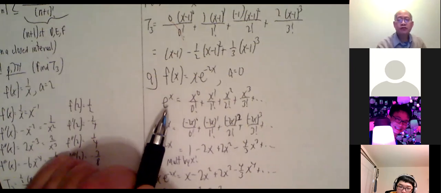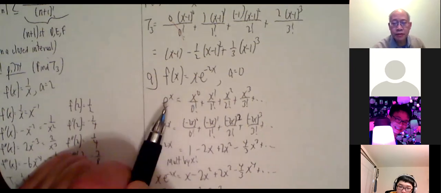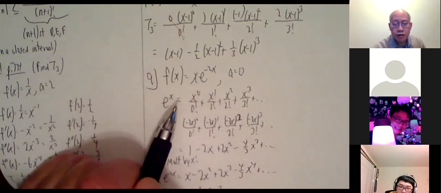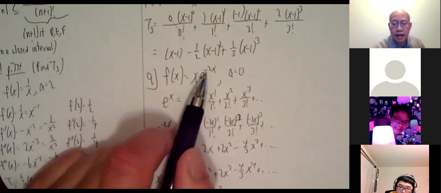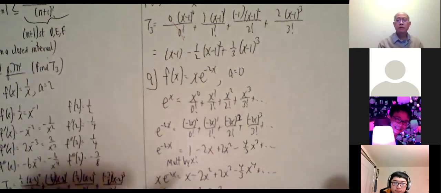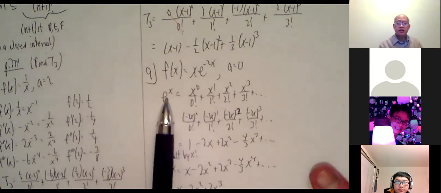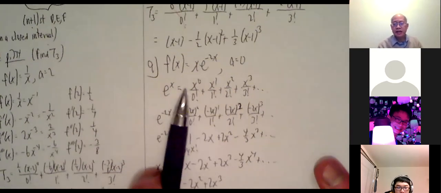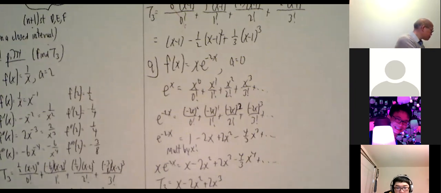Instead, start off with the expansion for e to the x and build from there. From here, treat it as a function, plug in -2x, and then multiply by x. Okay, so here's how it works. Here's the expansion for e to the x. Again, you can just get that right off the page I gave you guys, right?